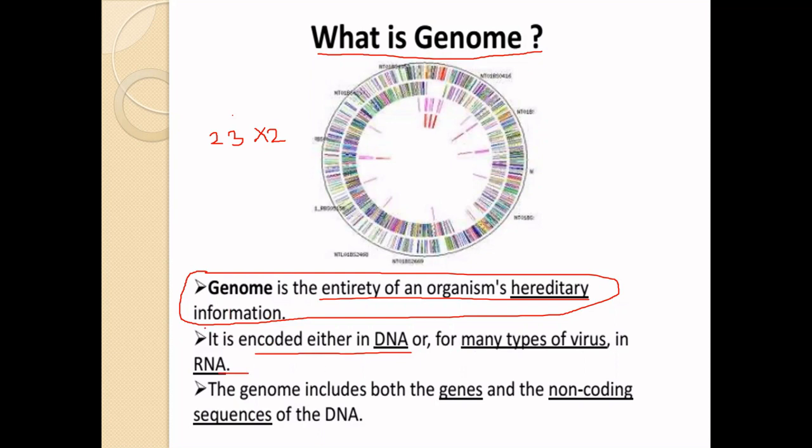So mainly for the eukaryotic and prokaryotic organisms, the genome consists of DNA. And in case of some viruses, it consists of RNA, like the influenza virus, like the HIV virus. So the genome includes both genes, which are the coding sequences, and the non-coding sequences of the DNA. So genome includes both of these two parts of the genetic material.